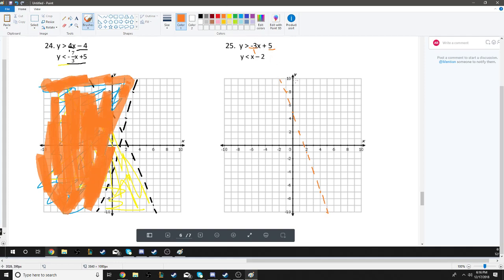And it says greater than. So greater than means you shade above the line. So that'll be everywhere over here. Everywhere in this orange spot is going to be a solution to our system.